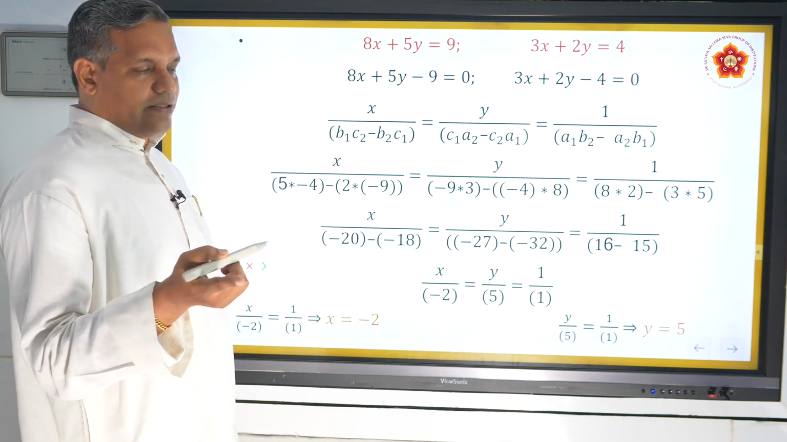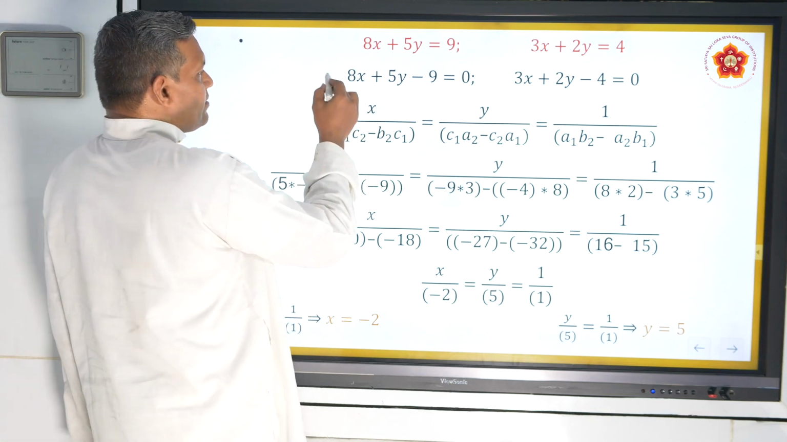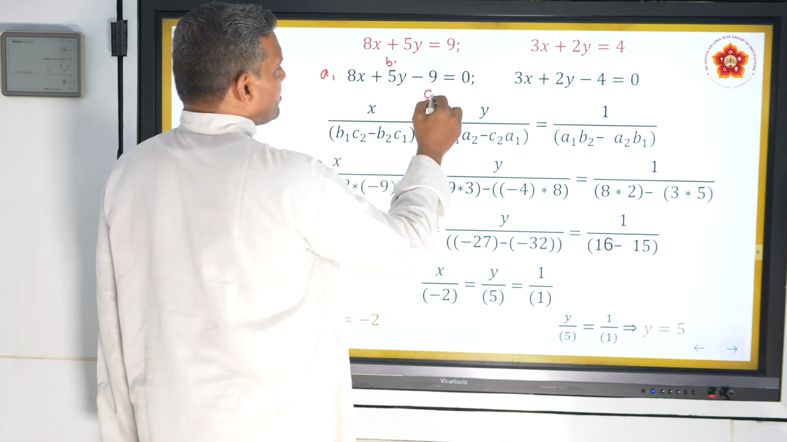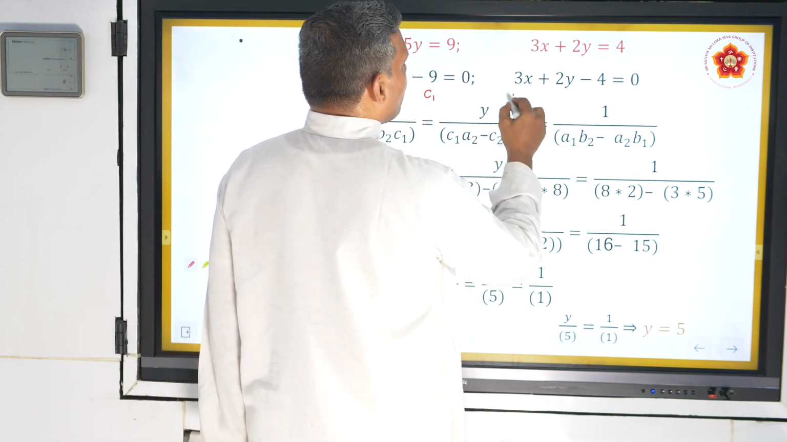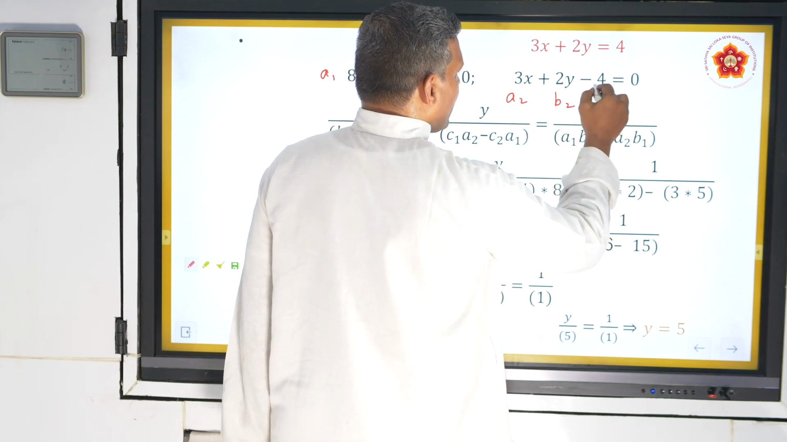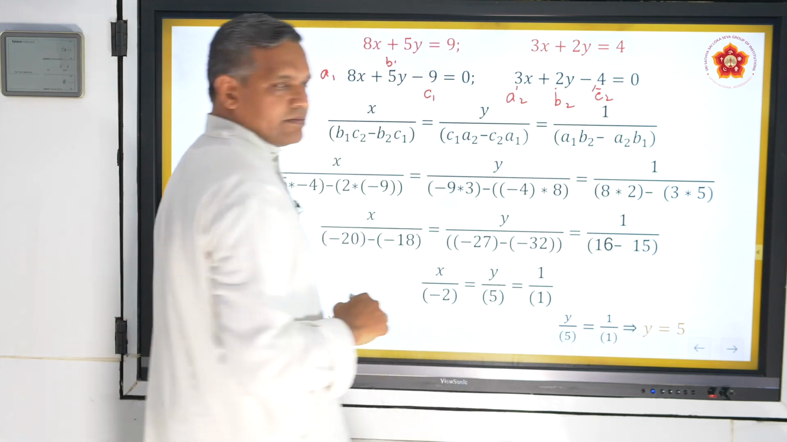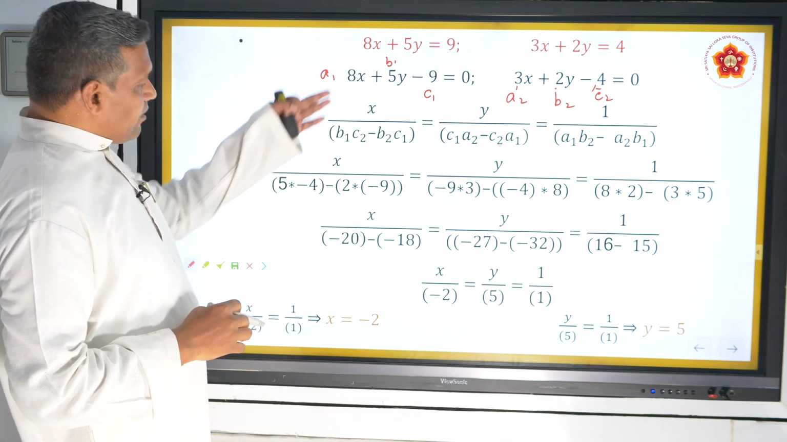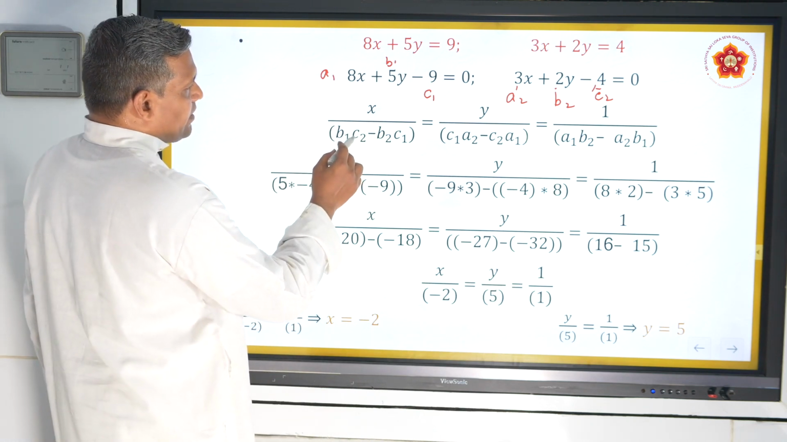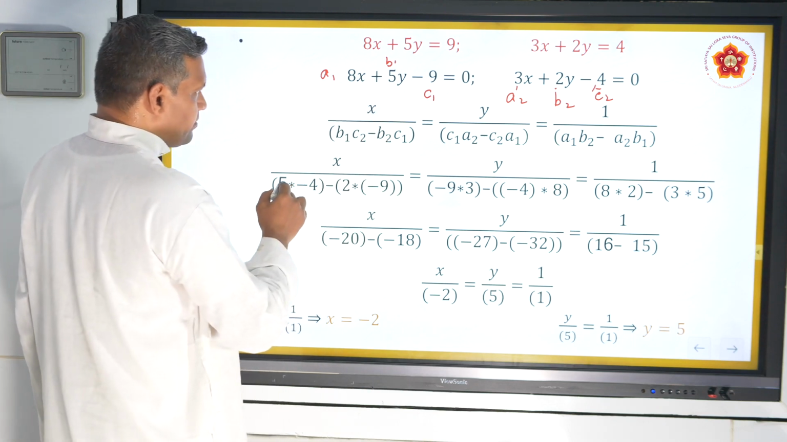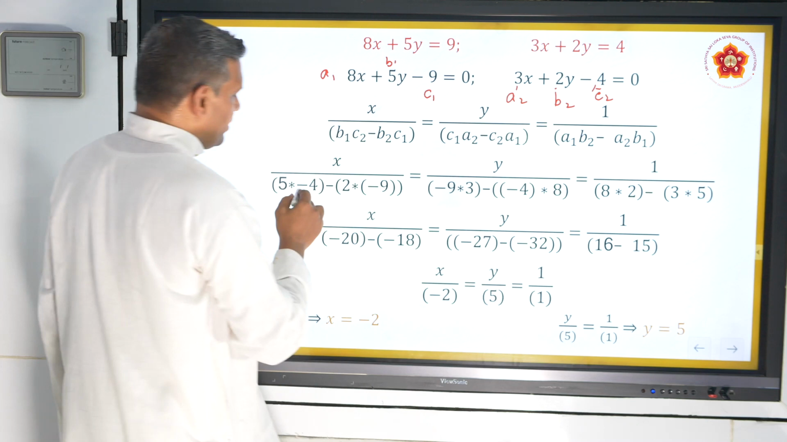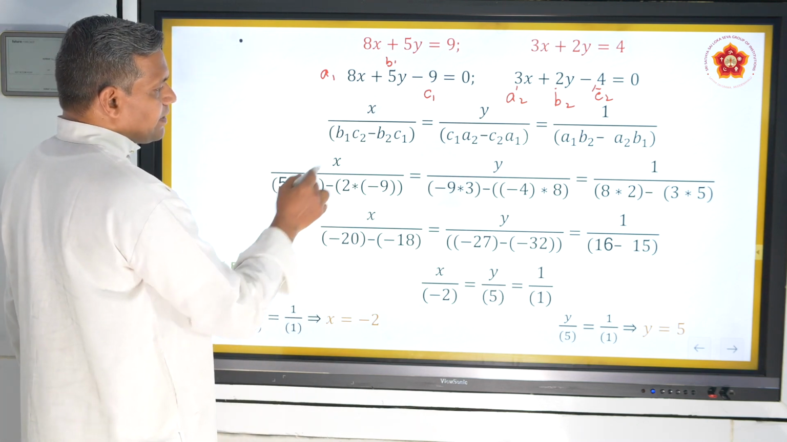Now I'll revise once again. If you take this as A1, this is B1, this is C1, and this, tell me, very good, A2, B2 and C2. These are the values you correspond to. Just pull those values down and put them into this formula. Now x divided by B1 C2. Where is B1? Of course B1 is here, 5, into C2. Where is C2? Here it is, 5 into minus 4.